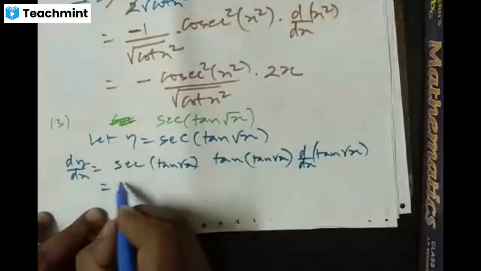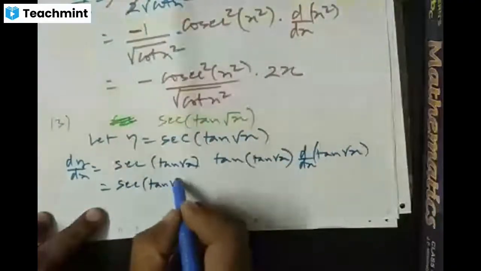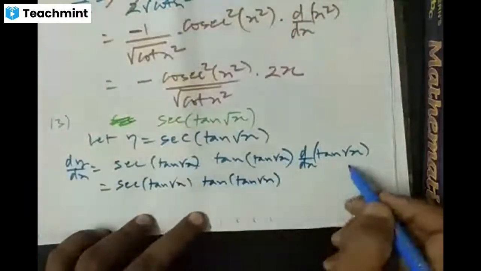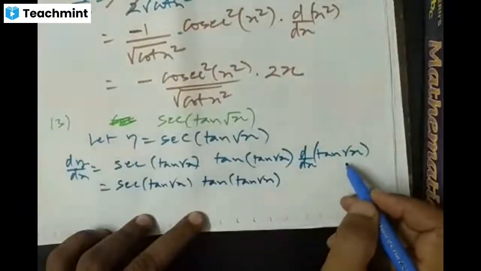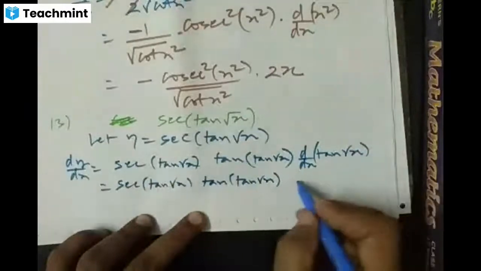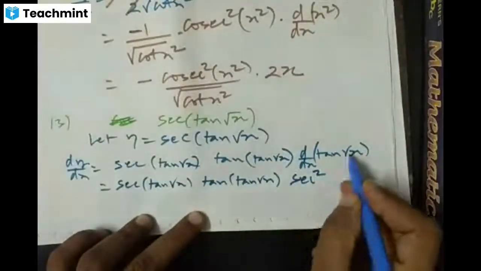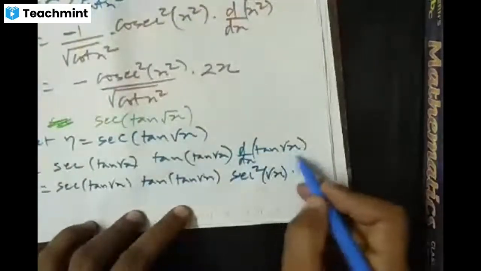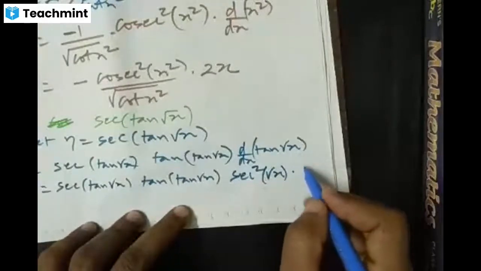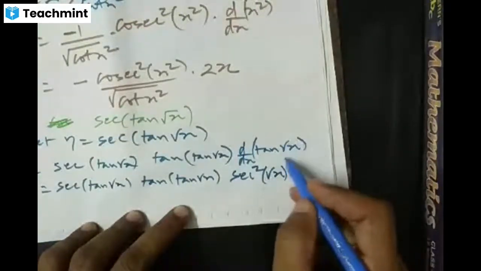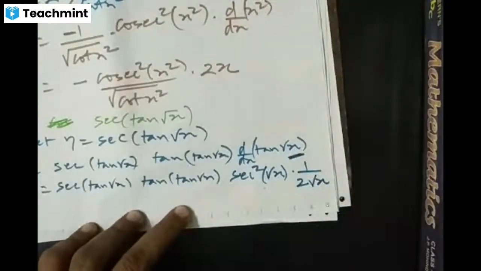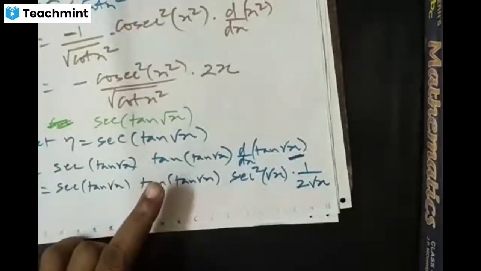So this is equal to secant of tan root x into tan of tan root x into, d by dx of tan root x, which is a composition of two functions, right? What is the derivative of tan x? Secant square x. So secant square, but in place of x we have a function, root x, correct? Into d by dx of root x. Shall I write it directly? d by dx of root x is 1 by 2 root x. So this is the derivative of the given function.